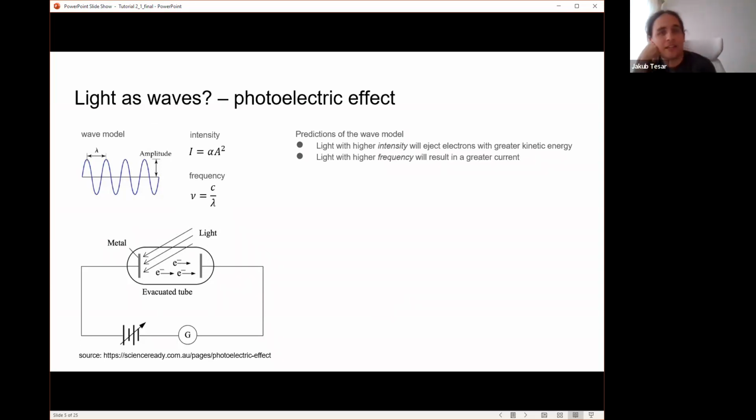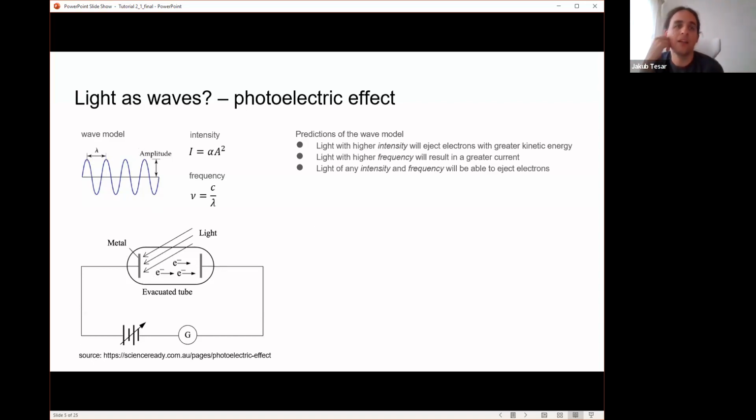Second one is that light with higher frequencies, that means that the waves are more often kicking this metal, will result in greater current, because every wave has some likelihood to emit those electrons, and therefore if we increase the frequency, we will increase the number of electrons kicked out from the material.